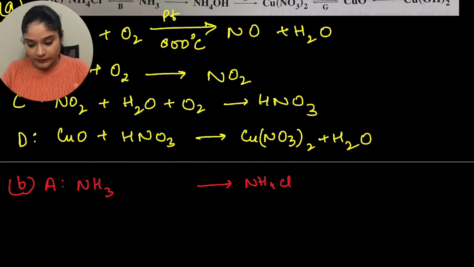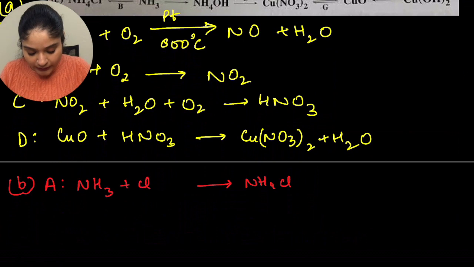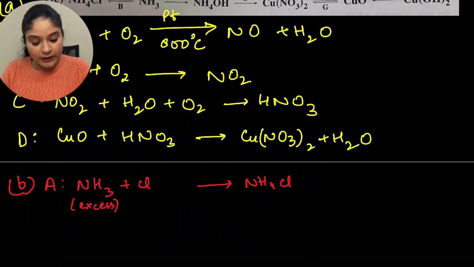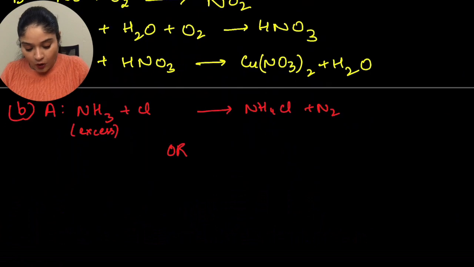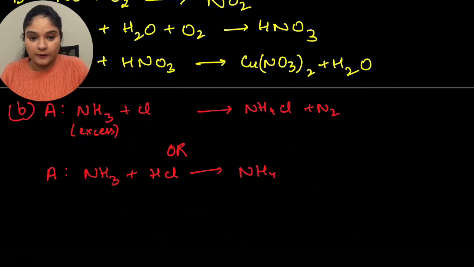So first thing you can do is, you can react this with chlorine, with ammonia in excess, which will give you ammonium chloride plus nitrogen gas. The second case is, so I'll just write A. You have ammonia plus HCl gas, that will give you ammonium chloride.